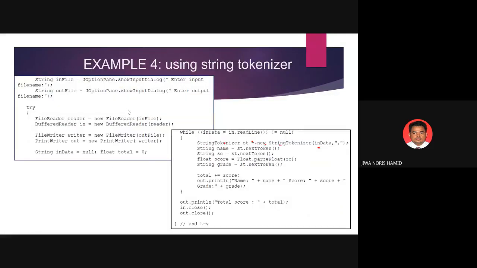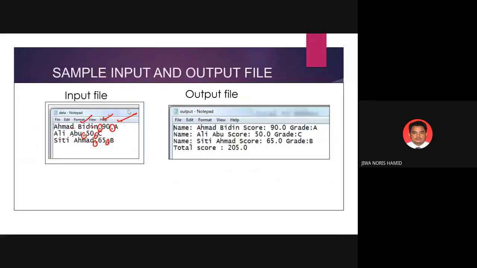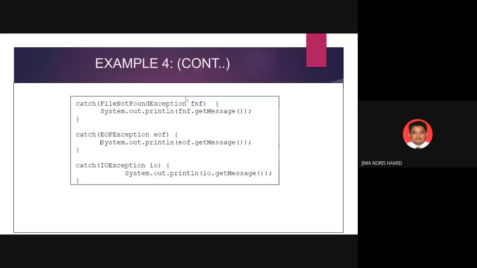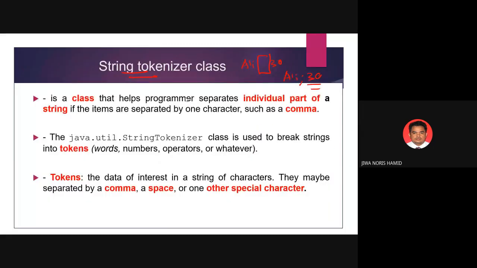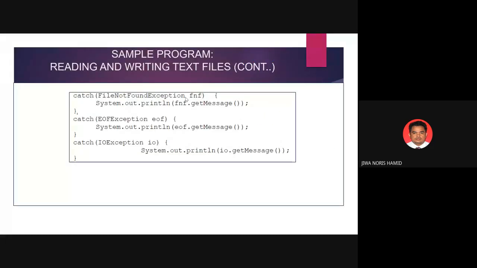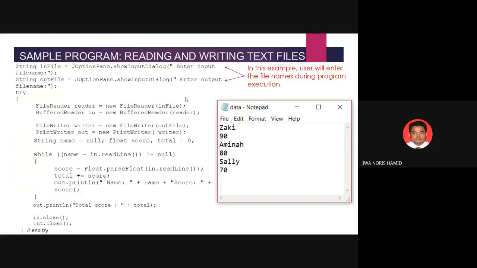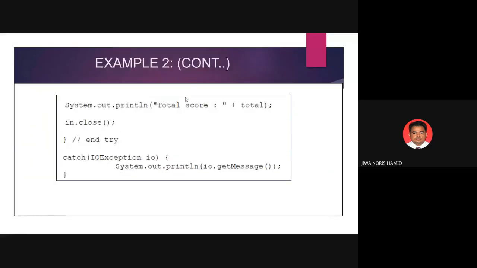Okay. Here is an example using string tokenizer. And then here is input-output file. This is an example of an output file. So I want you to go back and do an analysis on all of these examples. Redo these examples and then answer this question.